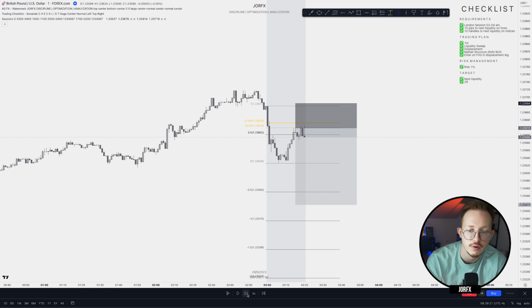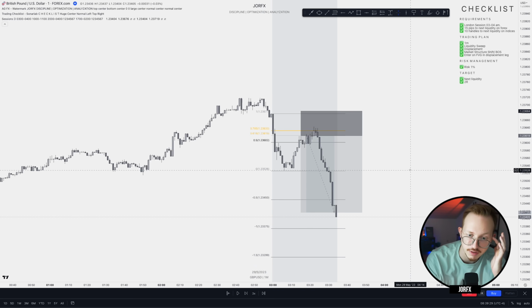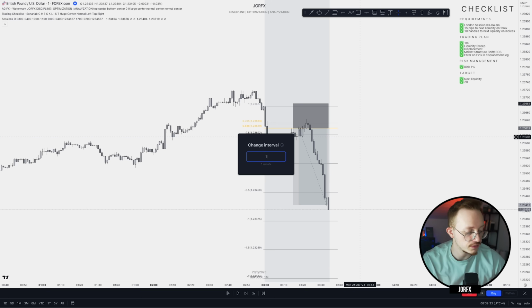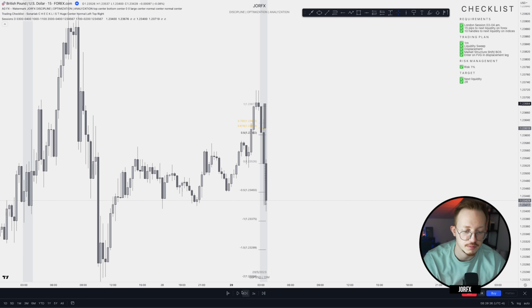Let's see what it's going to do. We are tapped in right there, and take profit got hit. Right, this was a very, very nice one. Okay, let's go into 50 minutes and let's go to the next silver bullet entry. So that will be the next day.